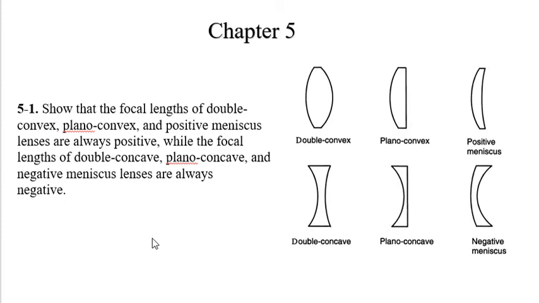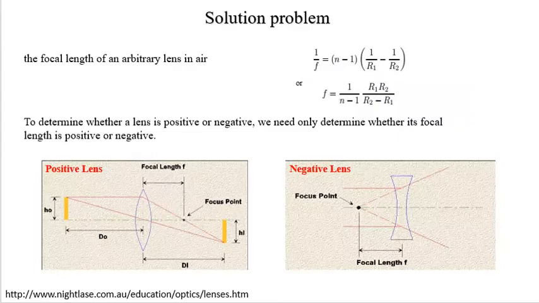This problem wants us to show these 3 lenses are positive and these 3 lenses are negative. The physical properties of the lens, N, R1 and R2, can be combined in a single number f called the focal length, which is defined by this relation.